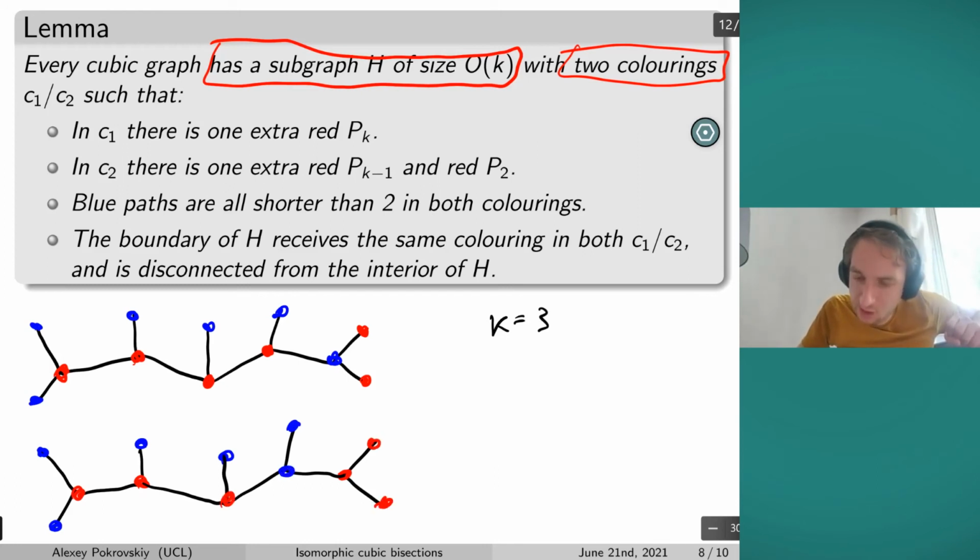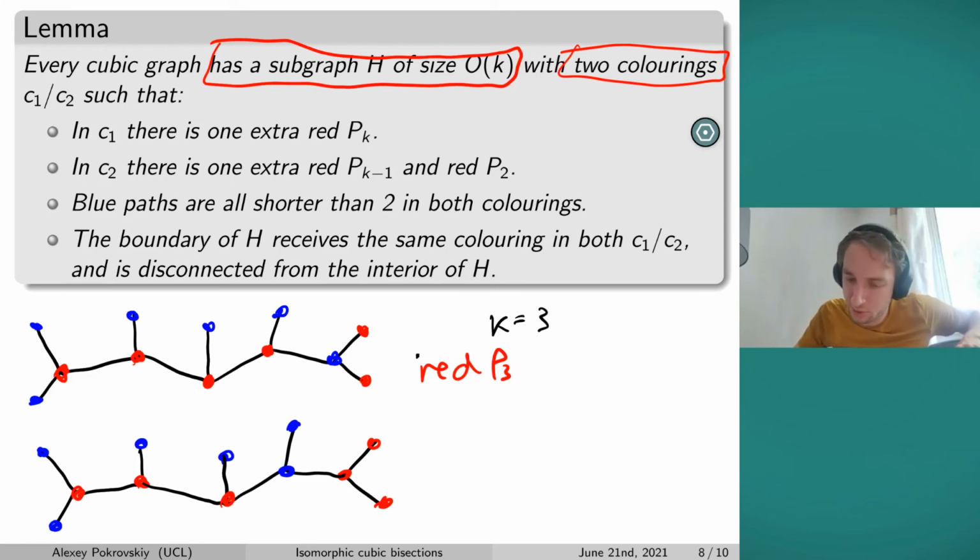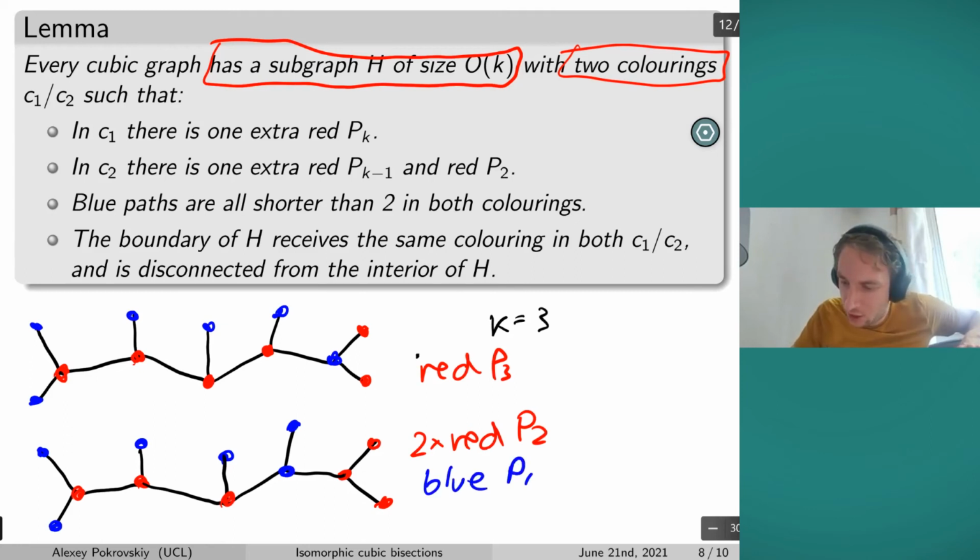So let's count the differences between these colorings. This coloring has a red P3, and all other monochromatic subgraphs are just isolated vertices in this one. This one has 2 red P2s, and it has a blue P1. And again, aside from this, everything is just independent.